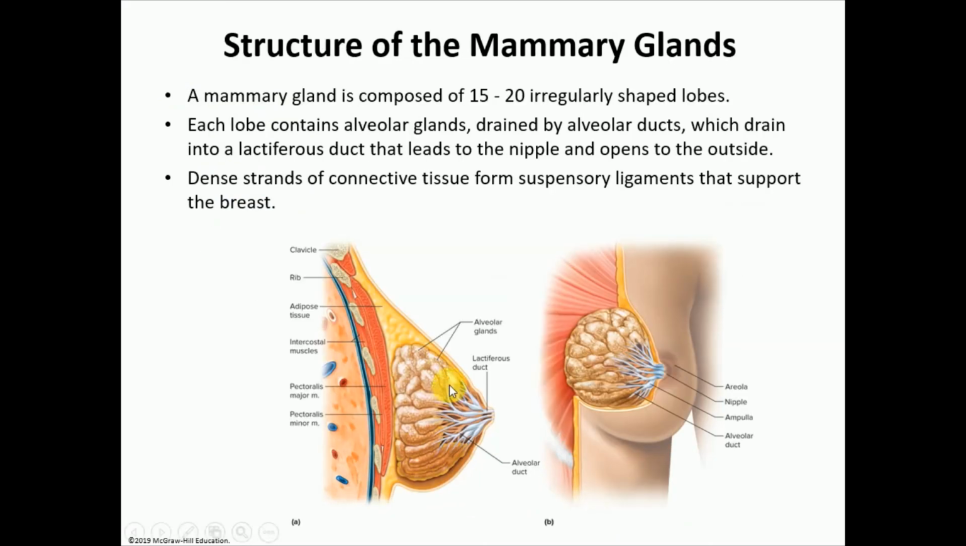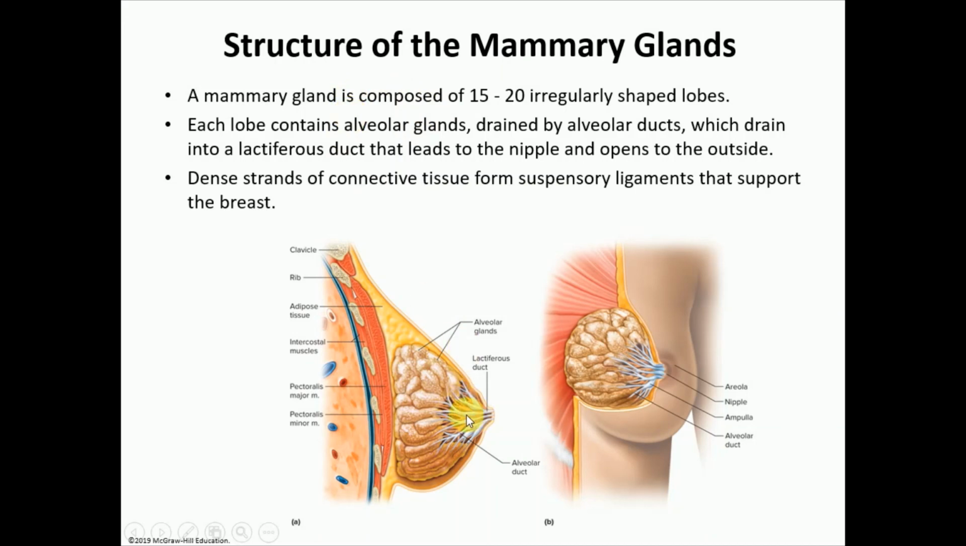The structure of the gland. Each gland is made of about 15 to 20 lobules, and each lobule contains what are known as alveolar glands. If you don't remember what those are, you can go back to the chapter on different kinds of epithelial and connective tissue and review what an alveolar gland was.